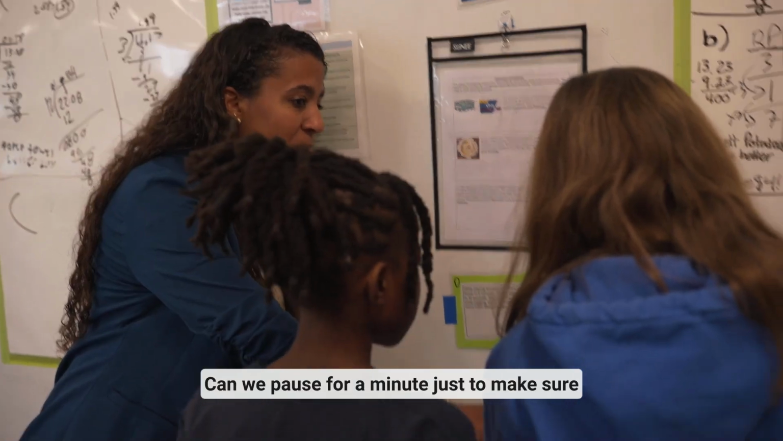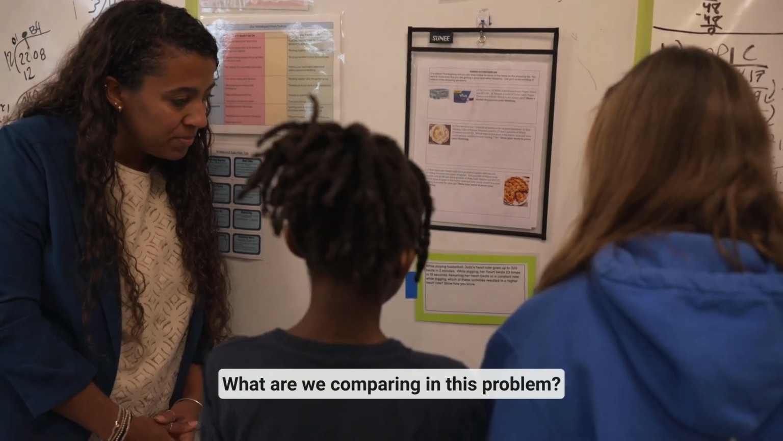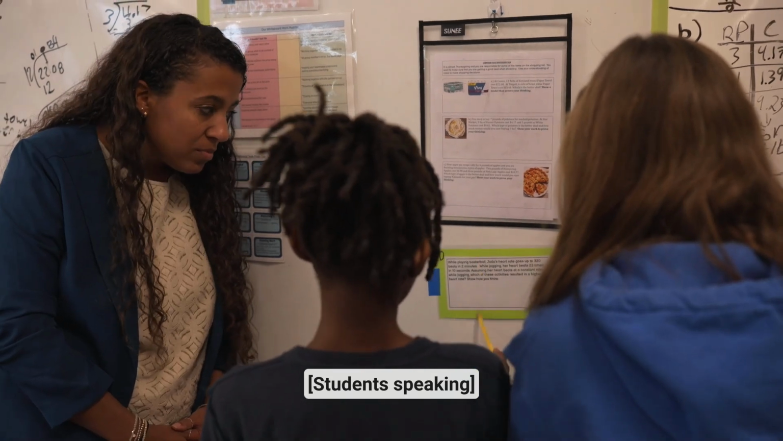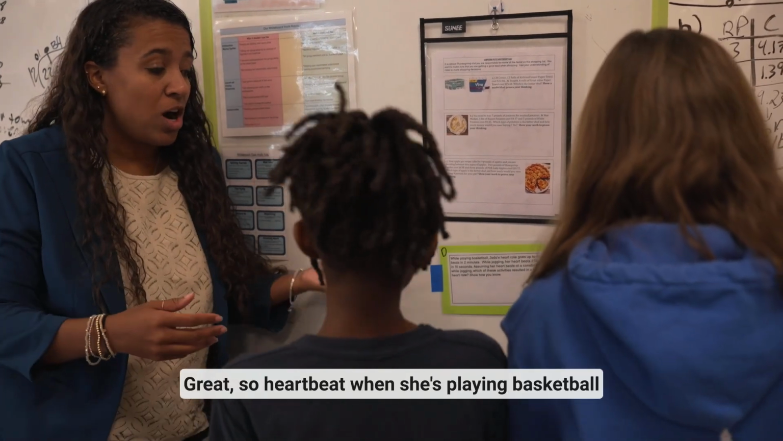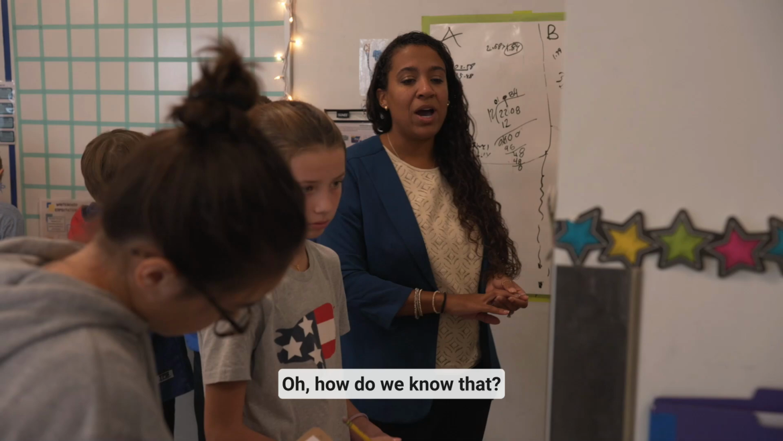So I see you're already working. Can we pause for a minute just to make sure Lizzie's on the same page? What are we comparing in this problem? Okay, there are two. Great, so heartbeat when she's playing basketball and heart rate when she's jogging. Great. Ooh, how do we know that?